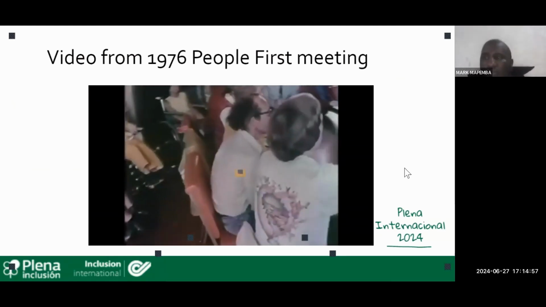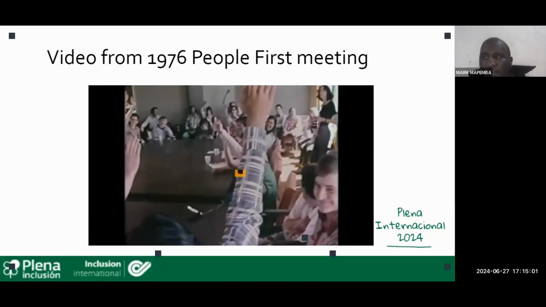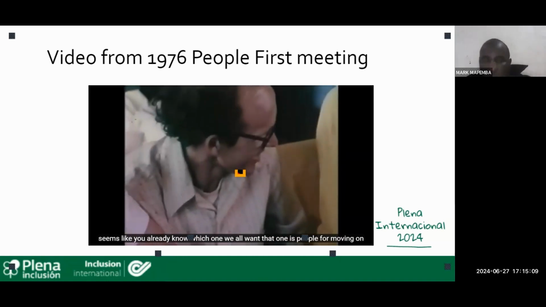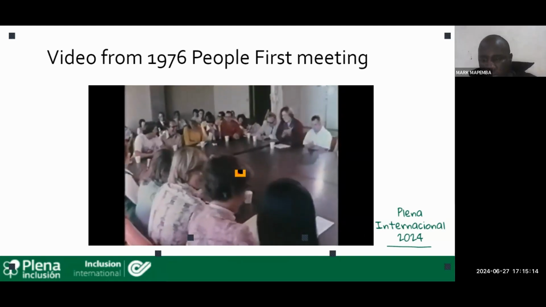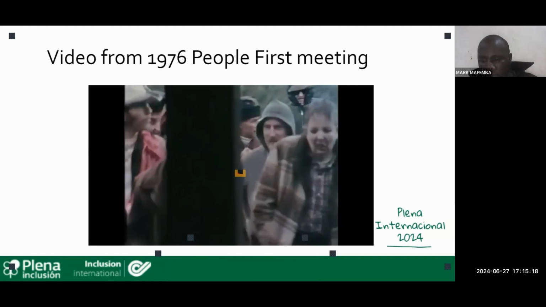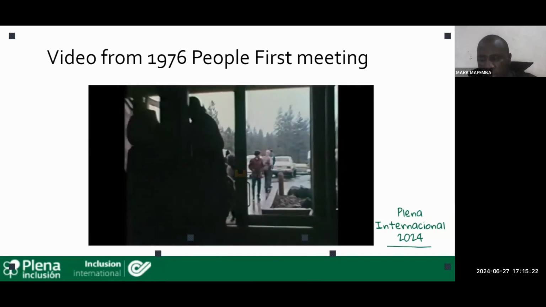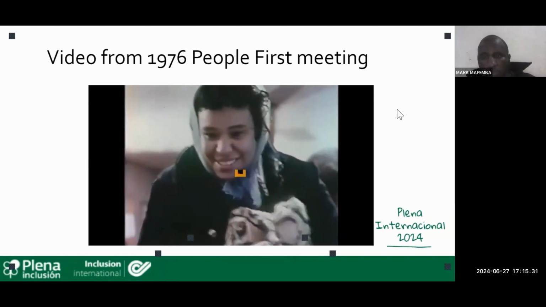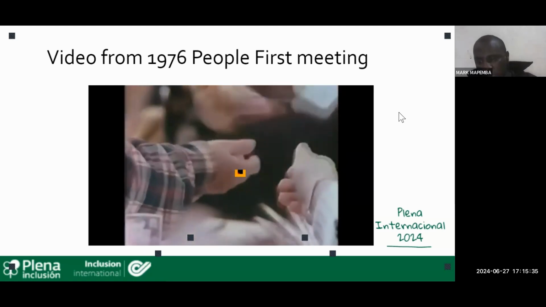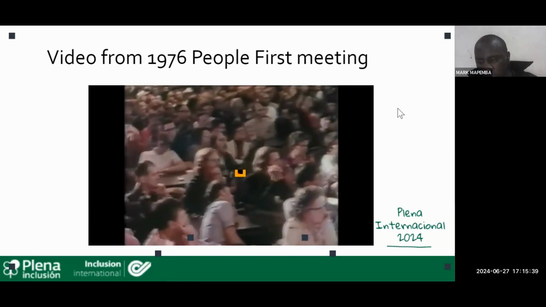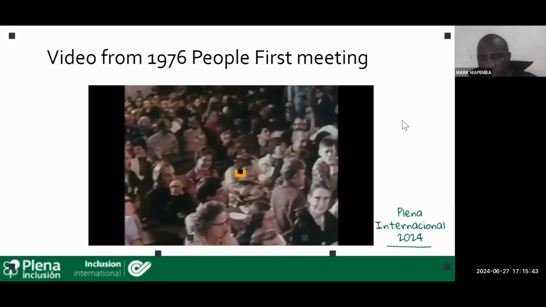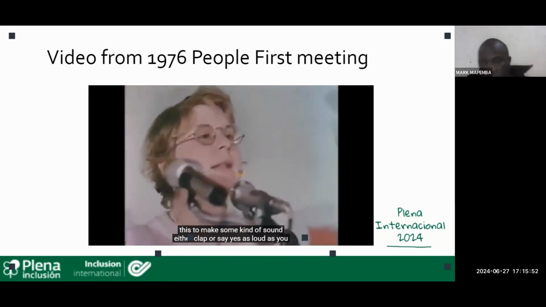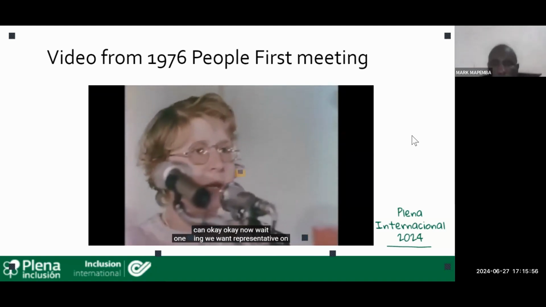People first, moving on. Boy, what are they doing? Seems like we already know which one we all want. That one is people first, moving on. Okay. That's Rosa. Rosa. Will the convention of the People First Round 2 please come to order? If you want this to make some kind of a sound, either clap or say yes. As loud as you can. Okay?